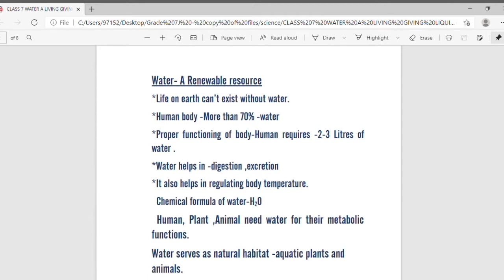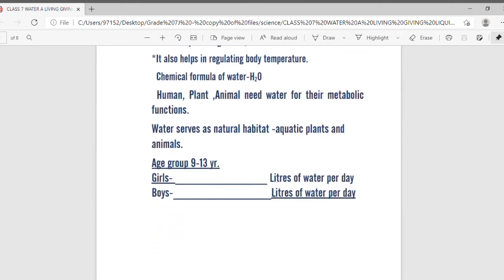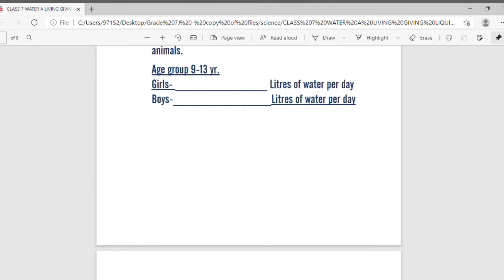Now, the age group of 9 to 13 years. How much water should a girl drink? She should drink 1.3 liter to 1.5 liter of water. Okay? And boys require 1.5 to 1.7 liter of water. That's why doctors always say stay hydrated, especially in the month of summer.